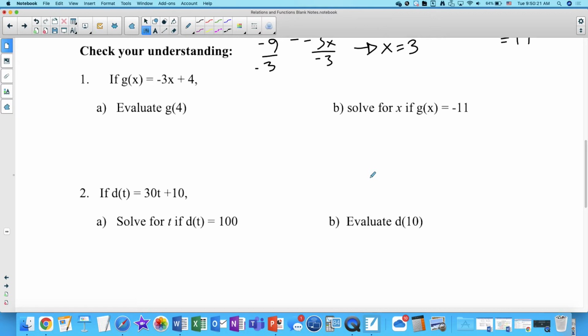You can see in this example here, we don't even have an x, we have d of t. I'm guessing this function is relating distance to time. And we're saying your distance depends on your time, how long you've been going for, right? So if you're driving a car, if you're going for a run, how far you've gone depends on how long you've been going for. Okay, so I want you guys to try these ones.